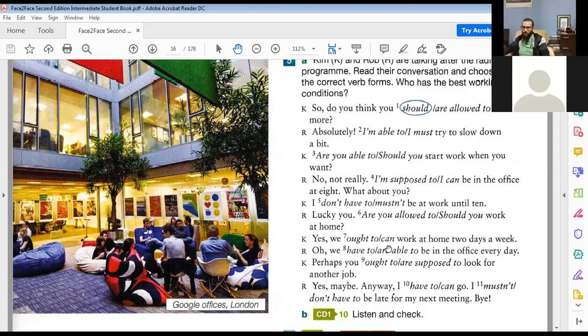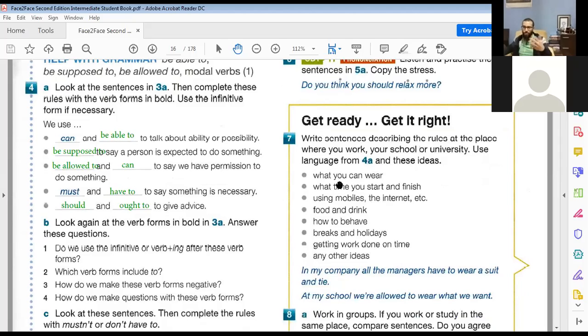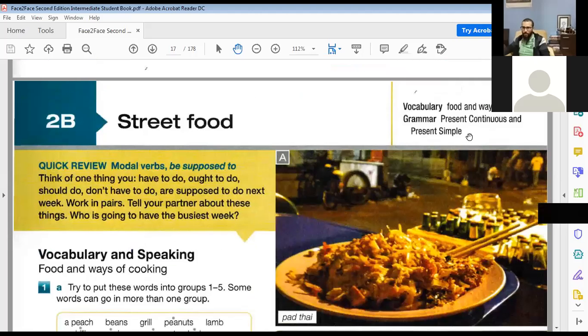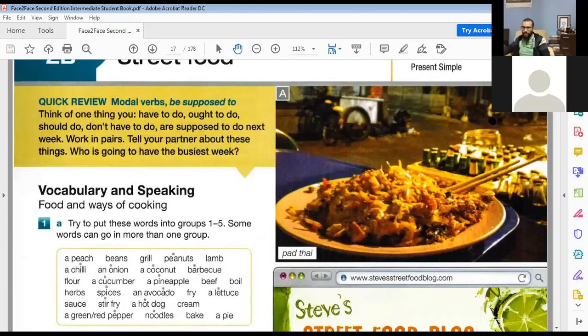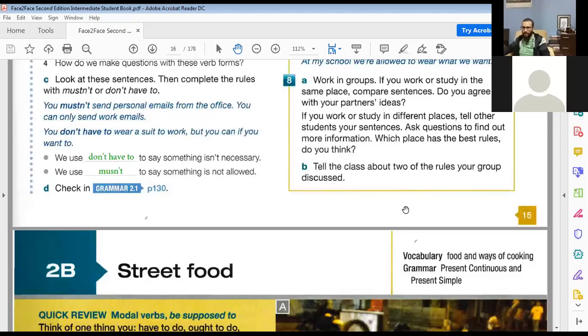So we'll hear them complete their conversation. Of course, we'll try to choose the correct answer. We'll listen to it. Maybe you can talk a little bit about yourself and you can describe some rules at work, your school, your university. Of course, you can use allowed to, able to, can, should, ought to. You can use all of these expressions to talk about these things. And after that, we'll talk about foods, street food. So I think it's an interesting topic.